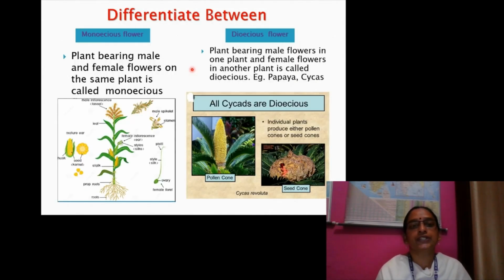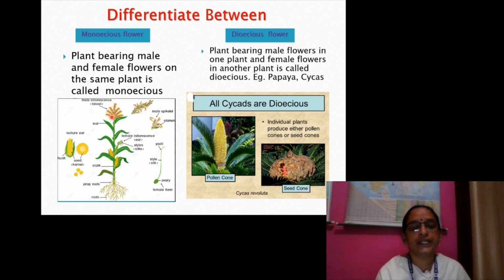Now let us differentiate monoecious flower and dioecious flower. Plant bearing male and female flowers on the same plant is called monoecious. Now look at this maize plant. Here you can see the crop roots, stalk, and these three female inflorescences. So female flowers are present here. What is an inflorescence? Inflorescence means a number of flowers are present on a stalk. Come and see this male inflorescence.